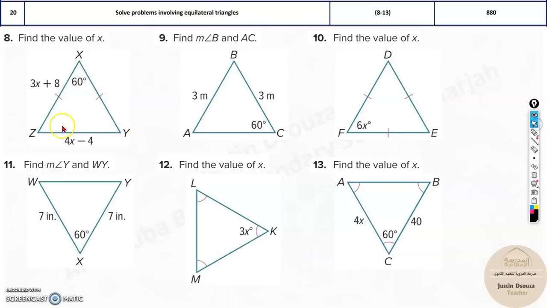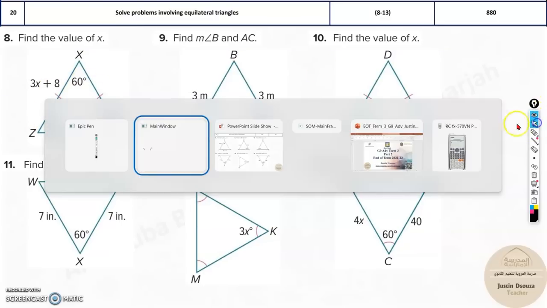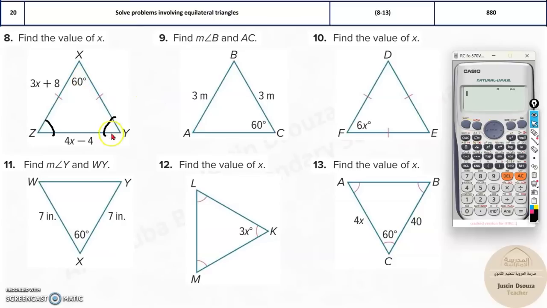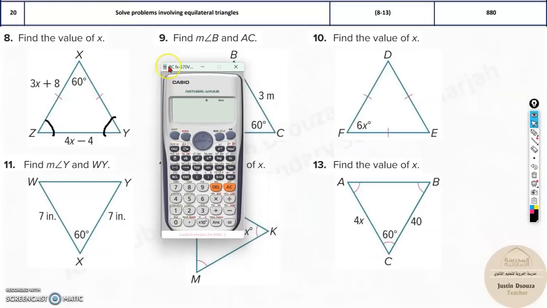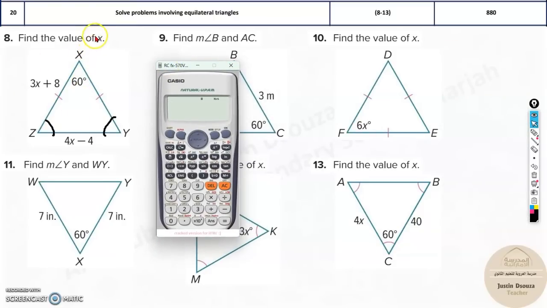But how exactly would you solve? They have mentioned this is 60 and they have told the two sides, the legs over here, are congruent. That means this angle and this angle must be equal. Doesn't matter what, these two angles will be equal. So one is 60, all are 60. Why? Because 60, 60, 60 makes 180 degrees. But they want the value of x over here.